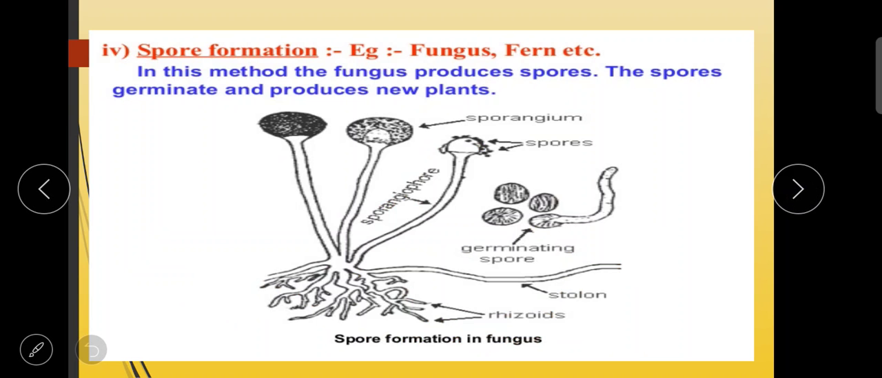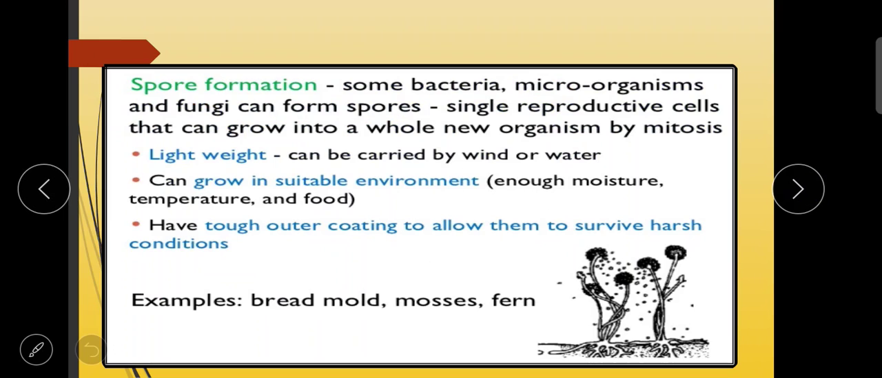The next type of asexual reproduction is spore formation. As the name indicates, in this method the fungus produces spores, and the spores germinate and produce new plants. Examples are fungus and fern. Children, in the spore formation method, there are some bacteria, microorganisms and fungi which can perform this kind of reproduction. They form spores, single reproductive cells that can grow into a whole new organism. That process is actually called mitosis. You will learn about it in your higher class.